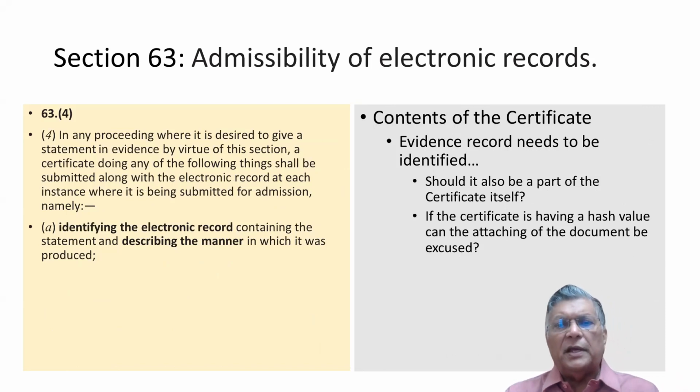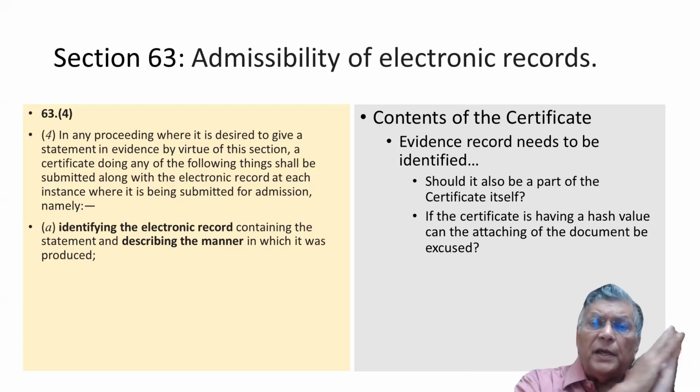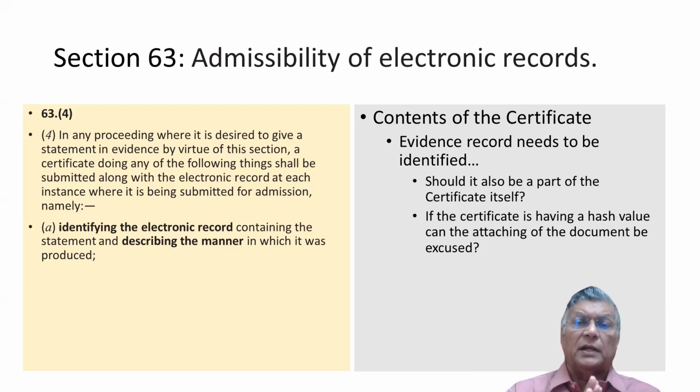Now, some comments which I have written on the right side. Contents of the certificate, evidence record needs to be identified. Now, what is that which we are going to identify under section 63(4)? Identifying the electronic record containing the statement and describing the manner. Now, does it relate to this computer output, identifying that this is the computer output dated so and so, which I have signed? That is one aspect. Or does it refer to the web page which I am trying to copy or something like that?